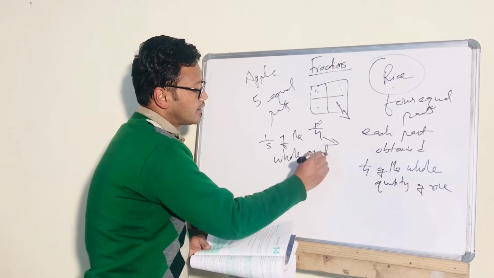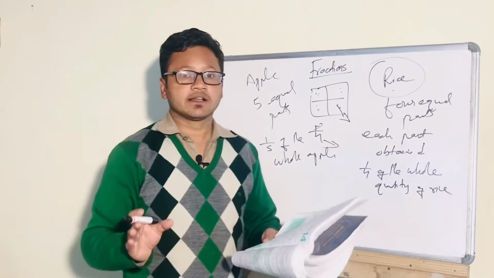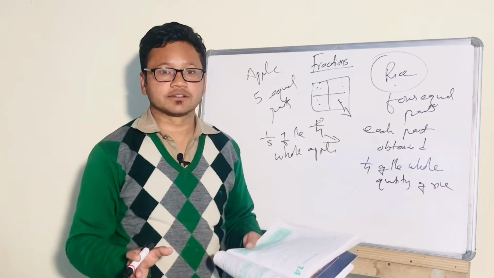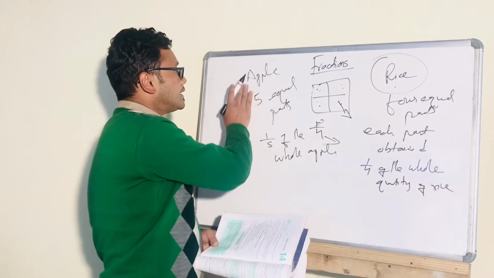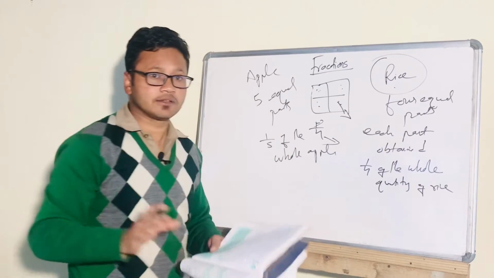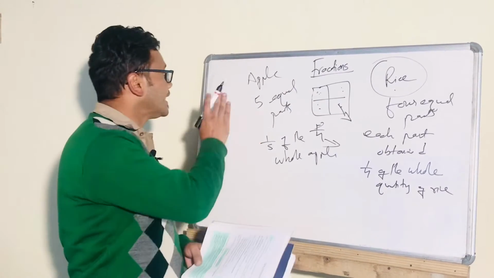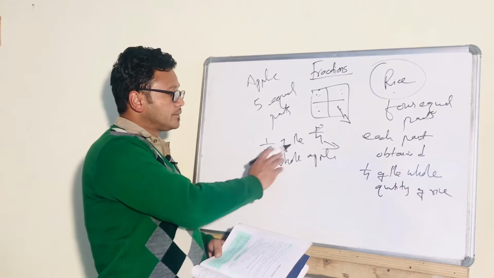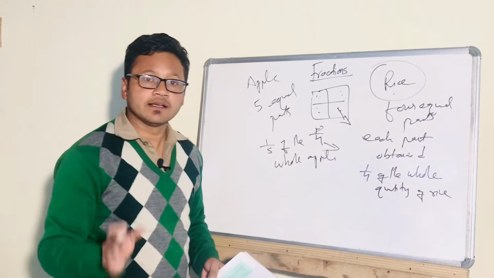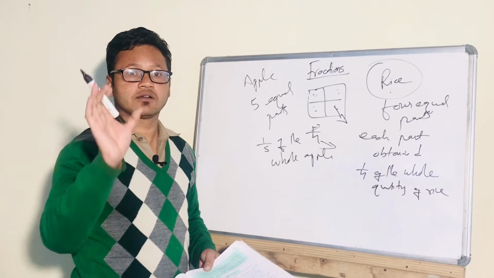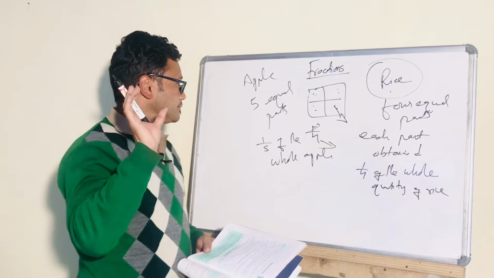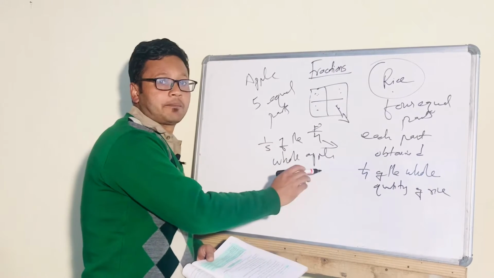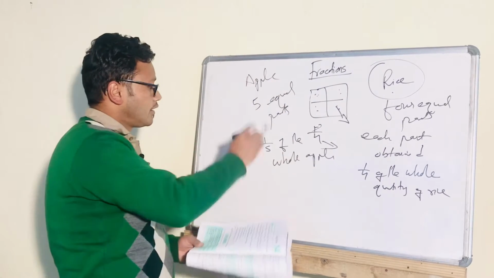If there are five students, or five people, that particular apple is divided into five equal parts because the five persons have to eat the apple. Each part is called one fifth of the whole apple. Now we can say one student or one person has to eat one fifth of the whole apple. This is called a fraction.